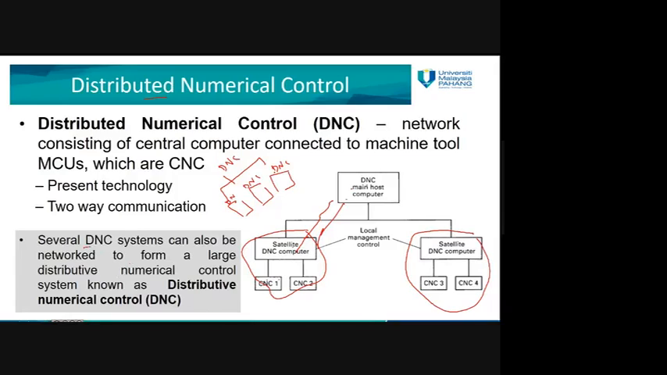So the DNC here, the first DNC, refers to direct numerical control. Okay, so you have direct numerical control, and then comes distributed numerical control. Why do we need such a system?